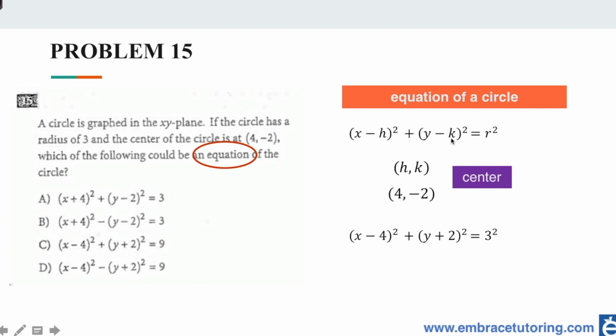Notice the -2, it's a negative of a negative, so it becomes a positive 2. And then I plug in my radius being 3 that they already give me in my problem. I then simplify this further and I get (x - 4)^2 + (y + 2)^2 = 9, making C my best answer to this question for number 15.